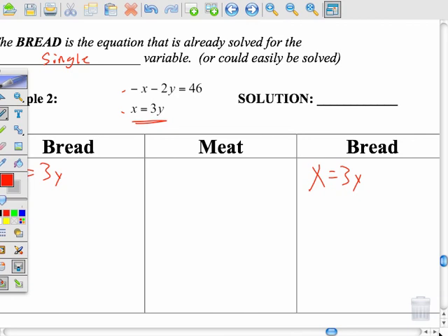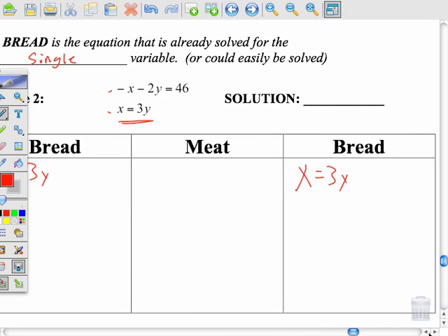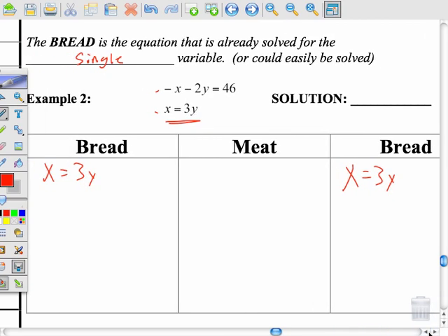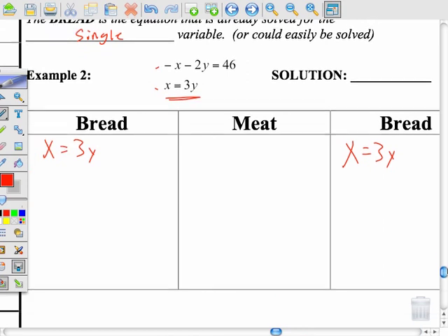I'm going to move this around a little bit. Okay. Come on. There we go. That's fine.